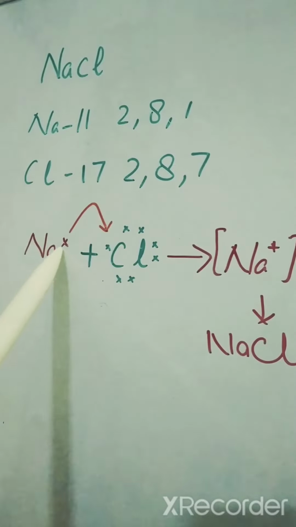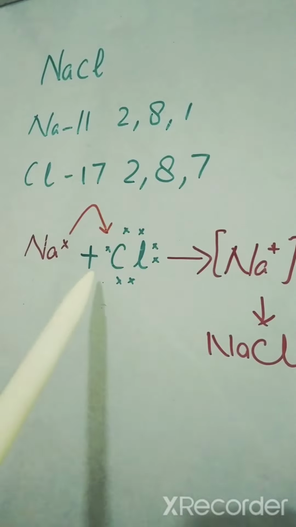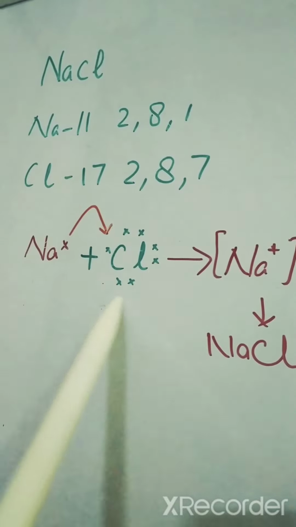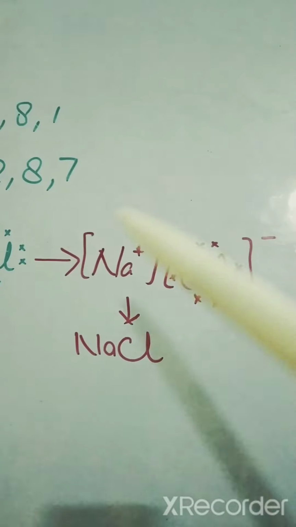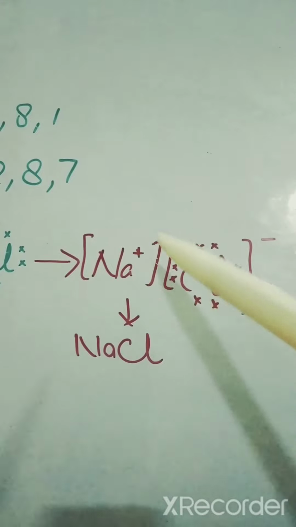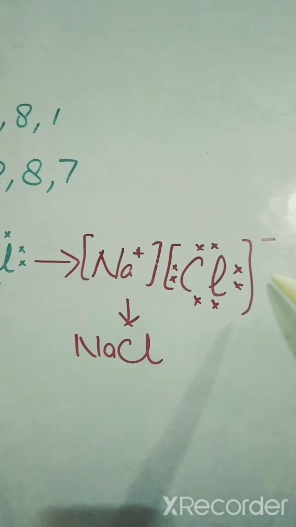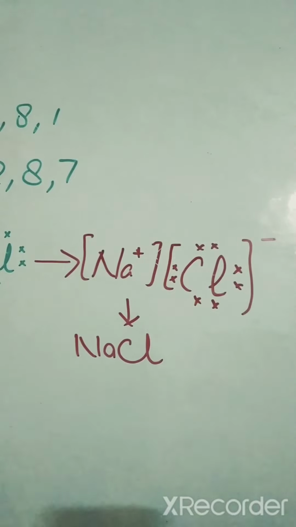Now if sodium is losing 1 electron, that means sodium will get a 1 positive charge, and chlorine is gaining 1 electron, so chlorine will have 1 negative charge. Like this. So sodium will have 1 positive charge because it has lost 1 electron. Chlorine has gained 1 electron, so chlorine will have 1 negative charge. So this is the electron dot diagram for NaCl.